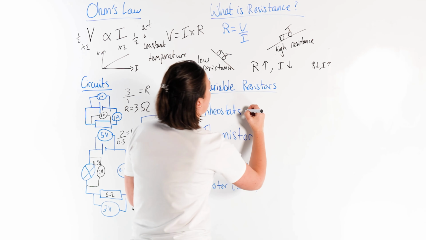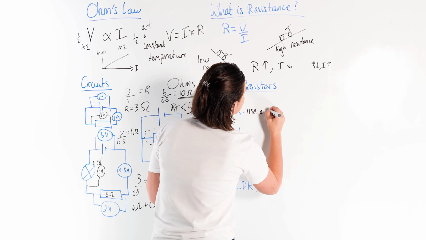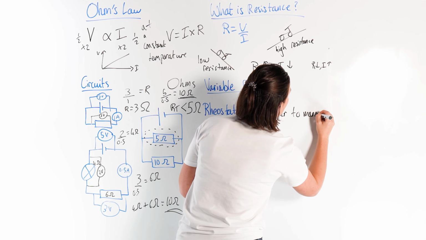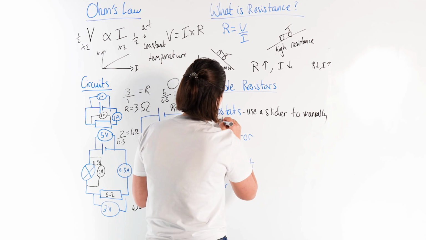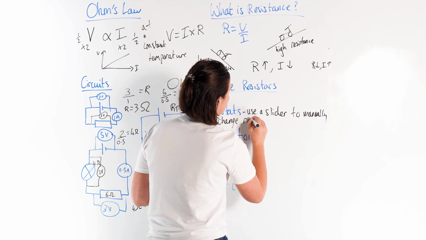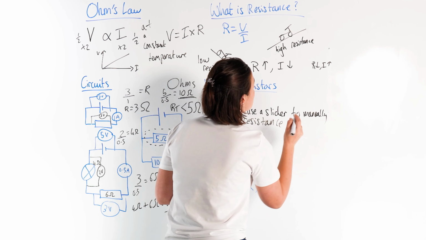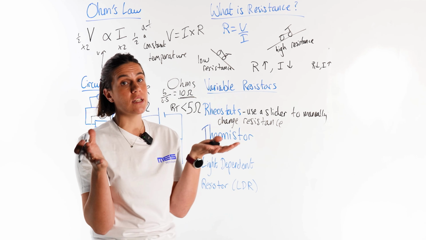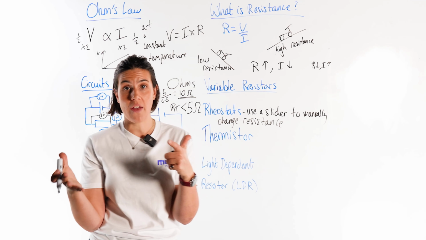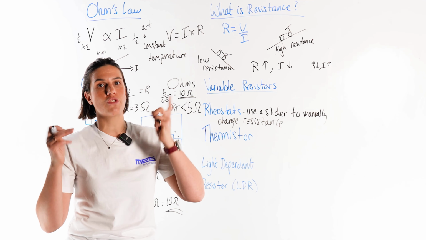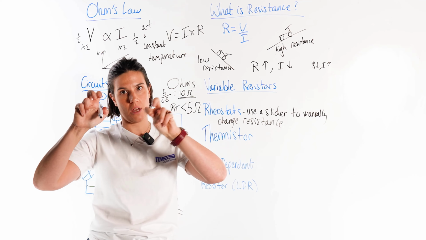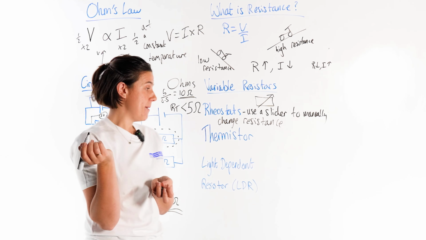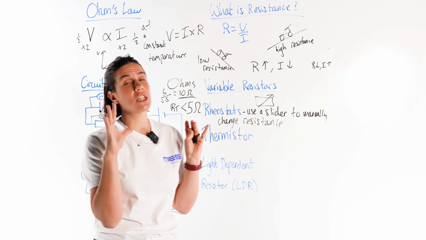So we can use a rheostat to use a slider to manually, so like I can do it, change the resistance of the resistor. It's really useful when we're doing practical work because we can change the current in a circuit without having to like switch cells out, stuff like that, okay? Sometimes a rheostat is just referred to as a variable resistor, okay? And its circuit symbol is that guy there.